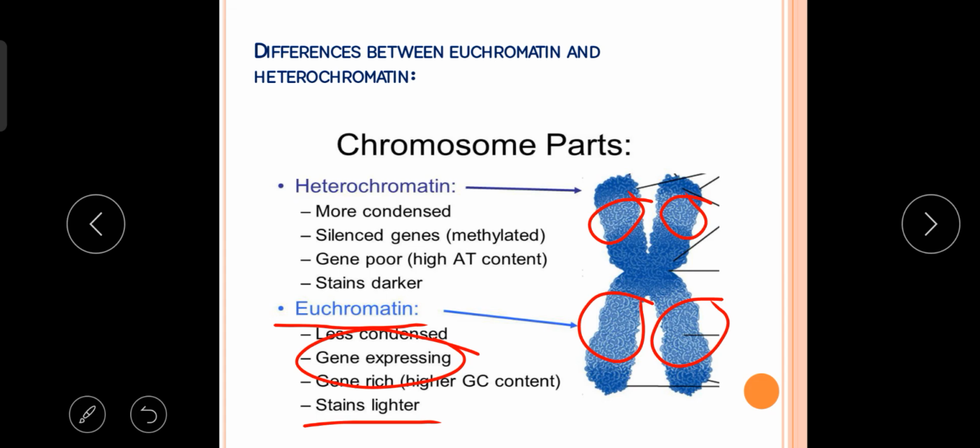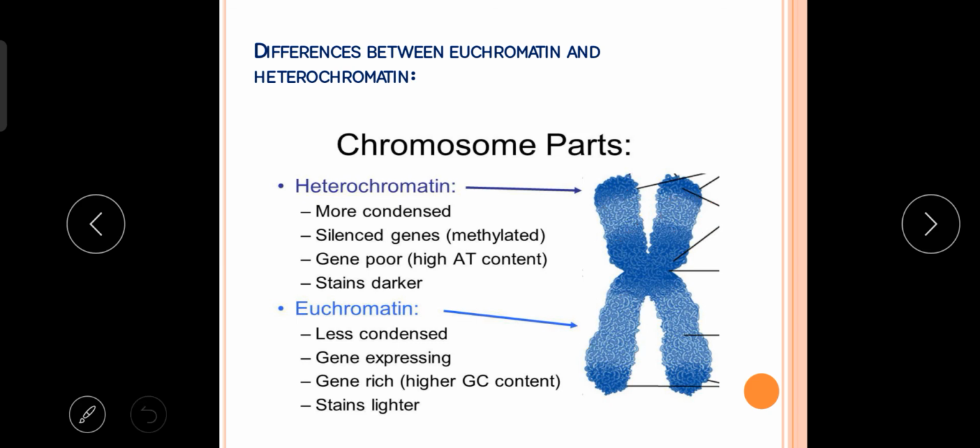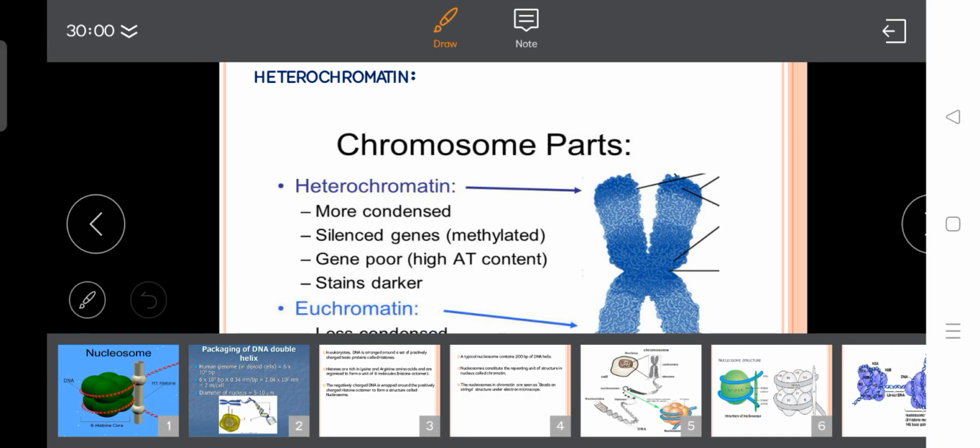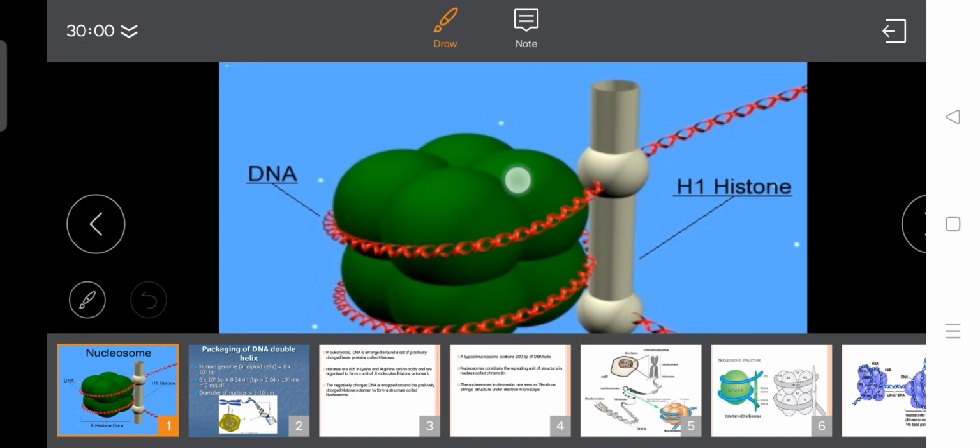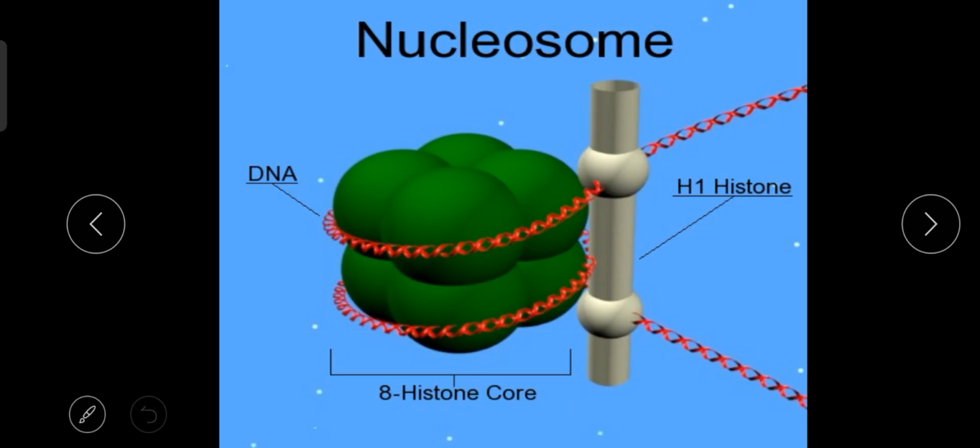So these are the differences between the euchromatin and heterochromatin. Euchromatin and heterochromatin are just parts of the chromatin network. Chromatin network means the structure of chromosome. Now for today, this is the structure of the nucleosome, which is found inside the nucleus in the chromosome.